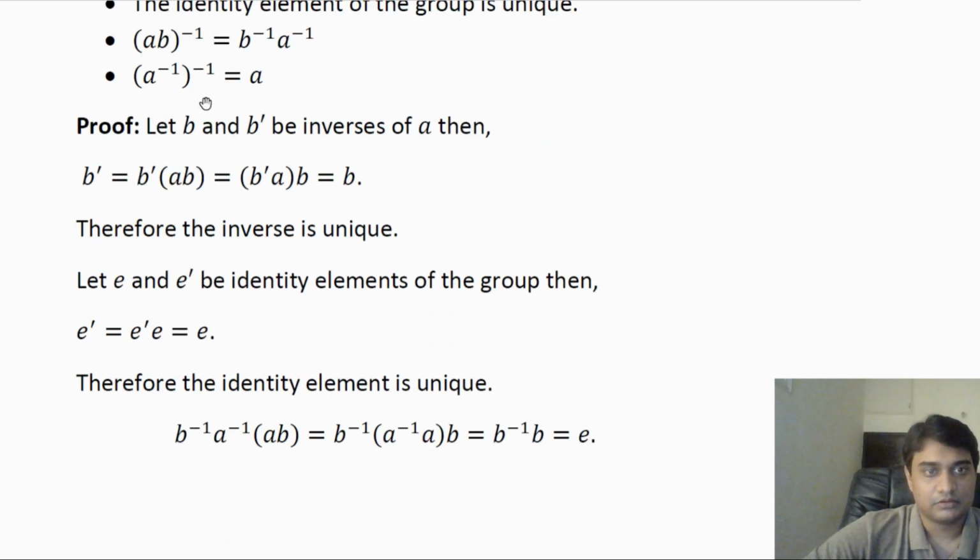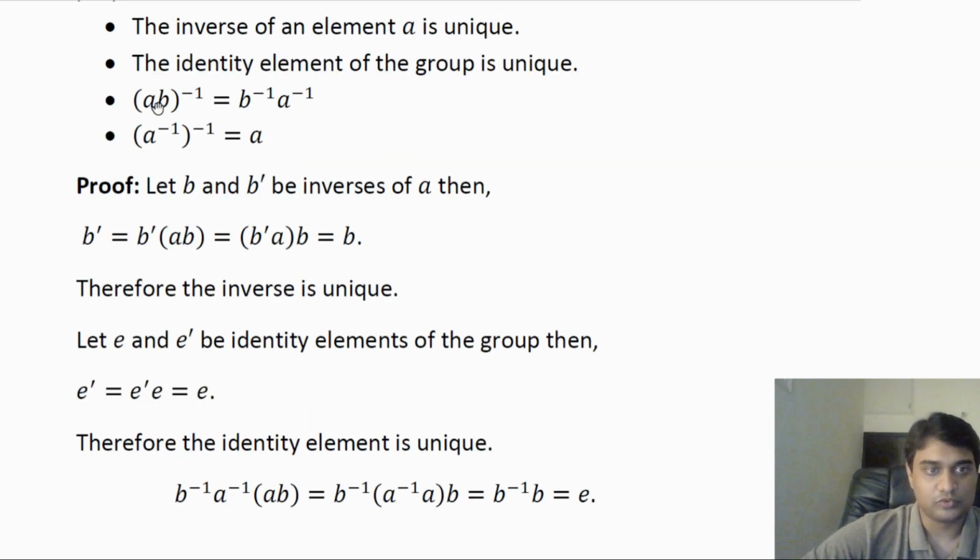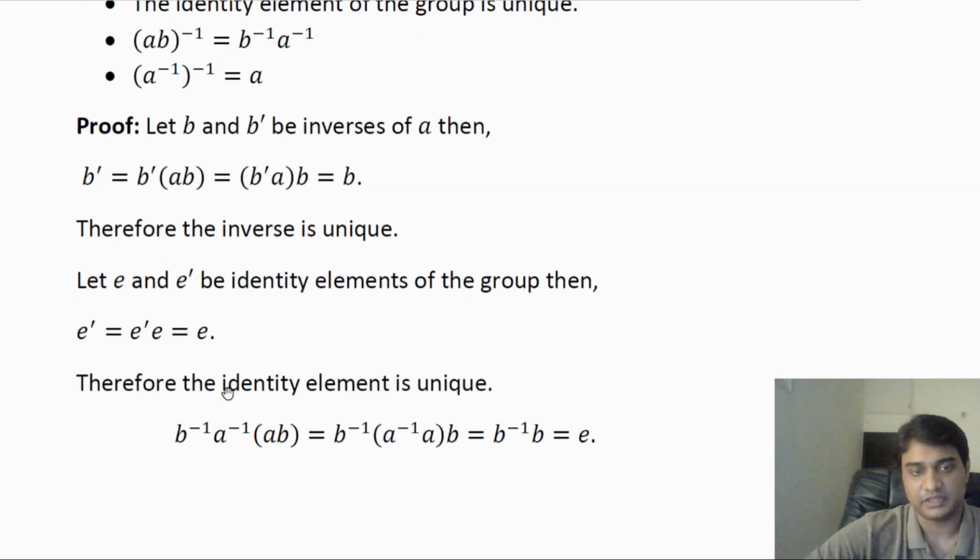So we start with multiplying B inverse A inverse with AB, right? In order to prove that the inverse of AB is B inverse A inverse, we have to check it by multiplying with AB. So first we will multiply to the left and then we'll multiply to the right and see if we can get the identity element.